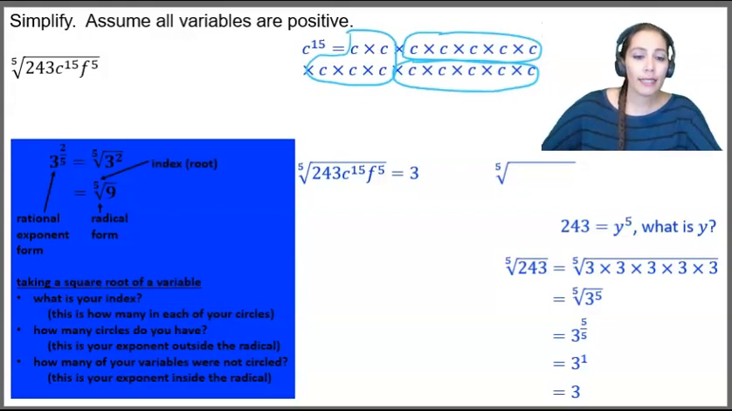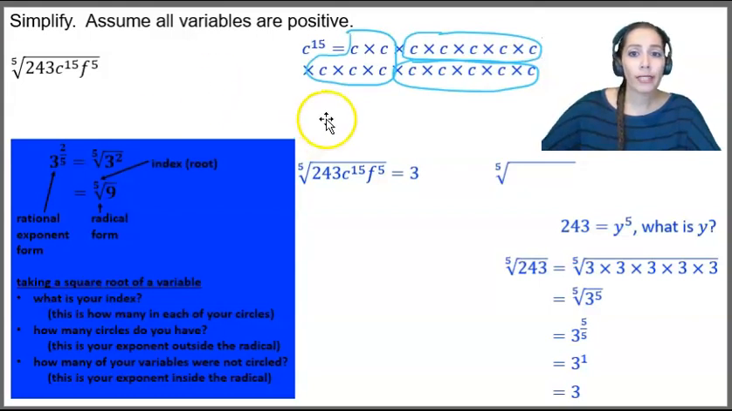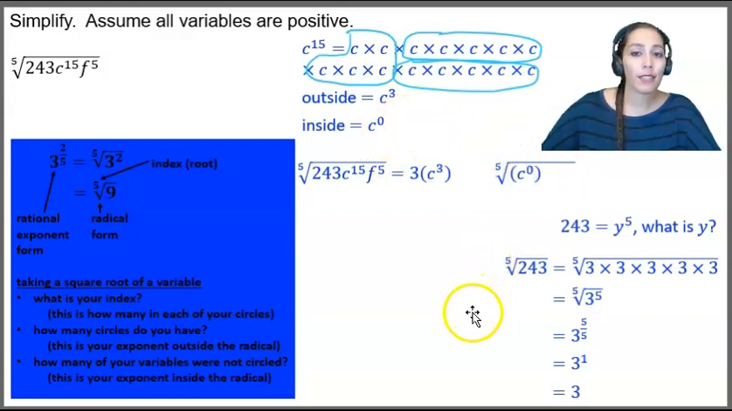Now, it says here, how many circles do you have? We have 3 circles. That means we are going to have an exponent of 3 on the outside. So that will be c to the 3rd power, or c cubed on the outside. How many variables were not circled? We actually circled all of our variables. So on the inside, we will have 0 as our exponent, c to the 0.